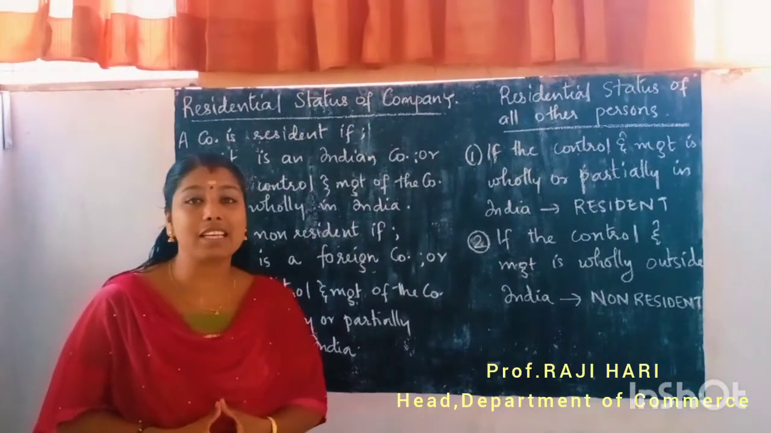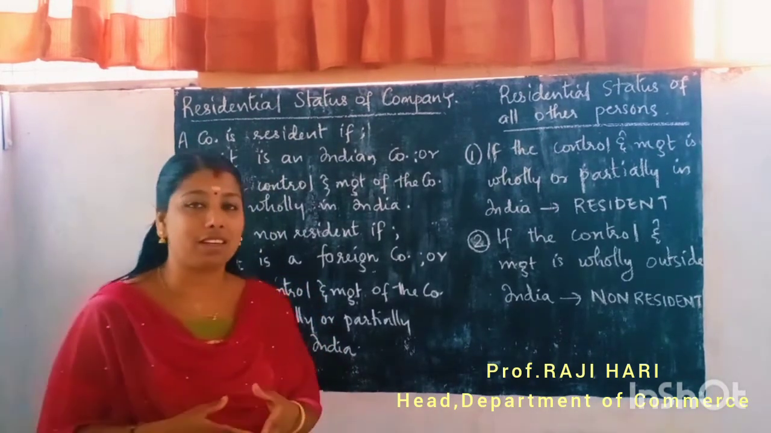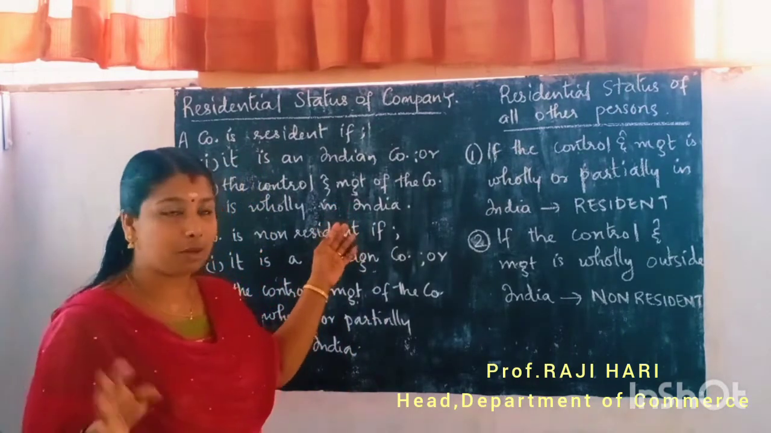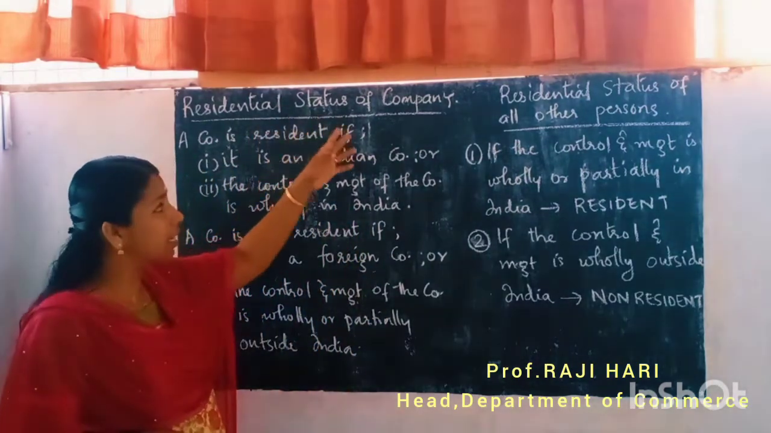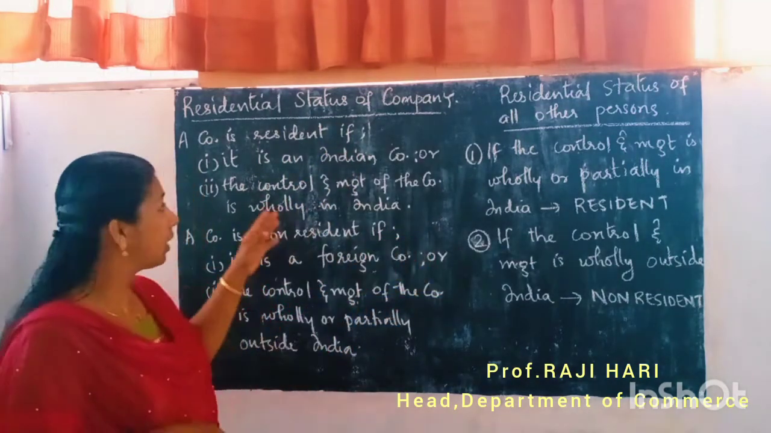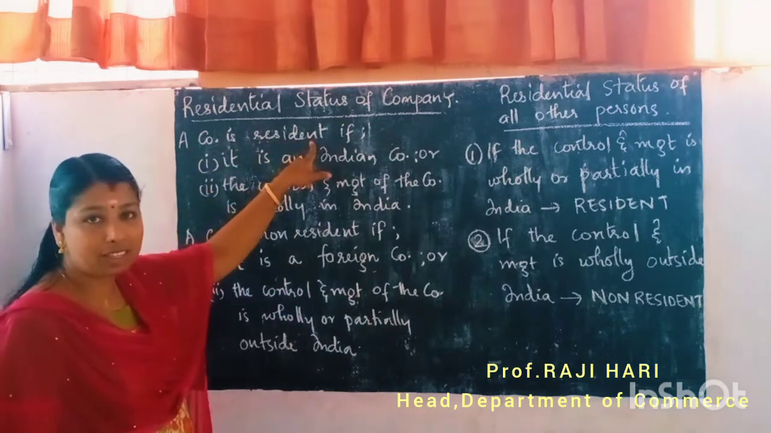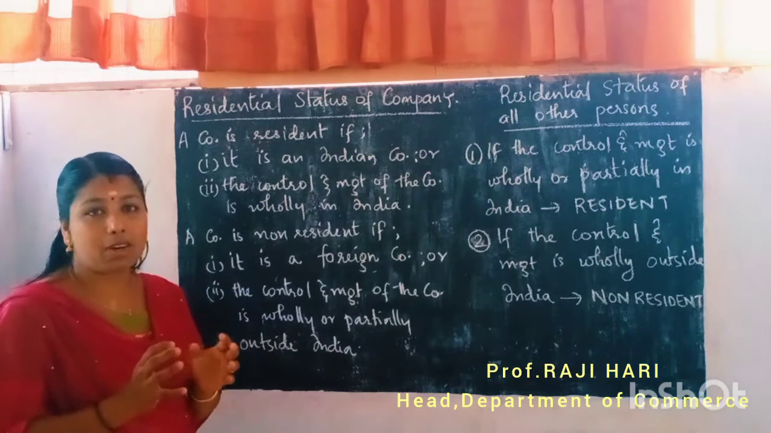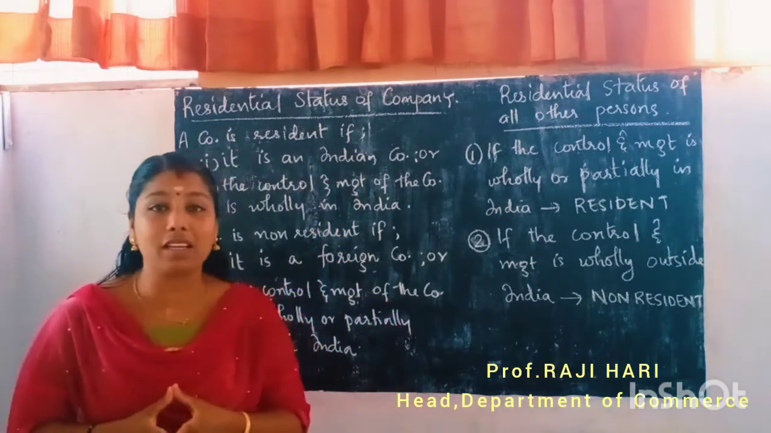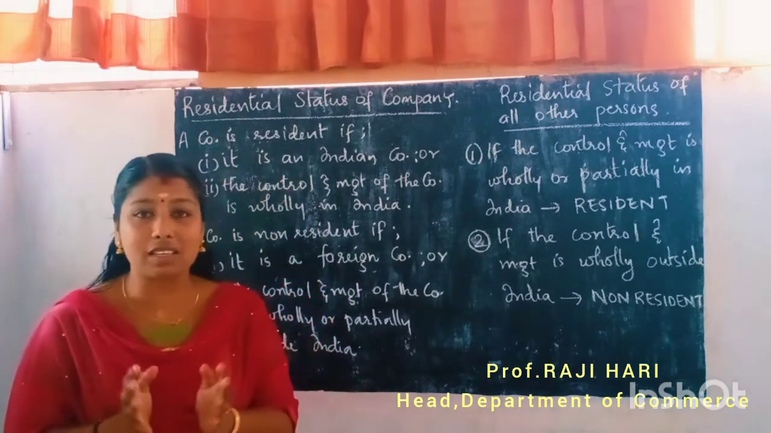Next is the residential status of a company. You know, a company is an artificial person created by law, having a separate legal entity and so on. The residential status of a company is something different from that of other persons, so it can be explained separately. A company is resident if it is determined on the basis of constitutional formation of a company. So a company is resident if it is an Indian company. You know what is an Indian company?